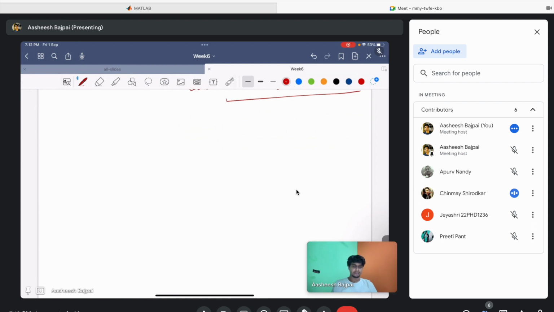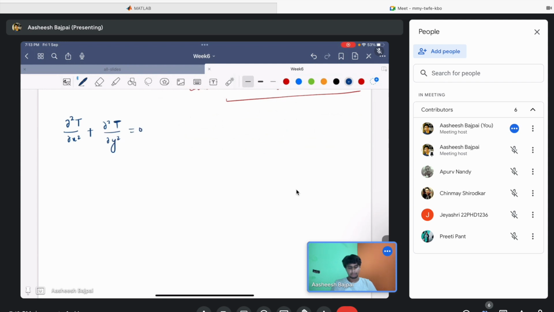Do others have questions from the last week or last assignment, anything? If you don't have questions, let me start by saying that last week we did this equation, which was a steady state equation.